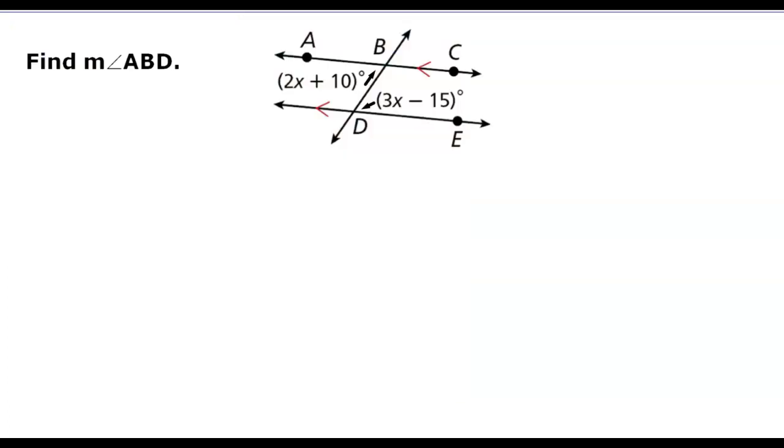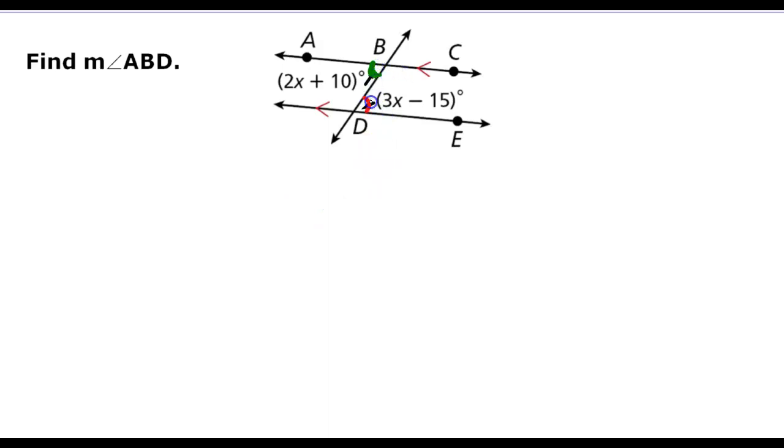So let's use those. It says find angle ABD. So here's angle ABD. So it's this angle right here. That's the angle that we're trying to figure out. We don't know any specific angles. It just tells us an algebraic expression for angles. So what do we know about this angle that I just highlighted in green and this angle right here that I'm going to highlight in red?